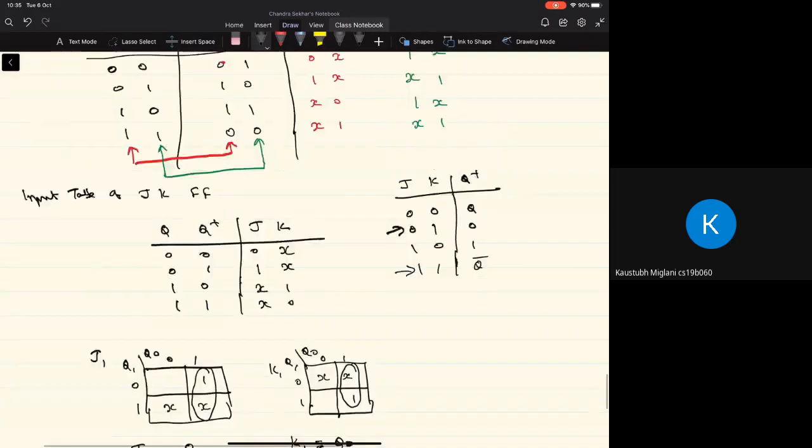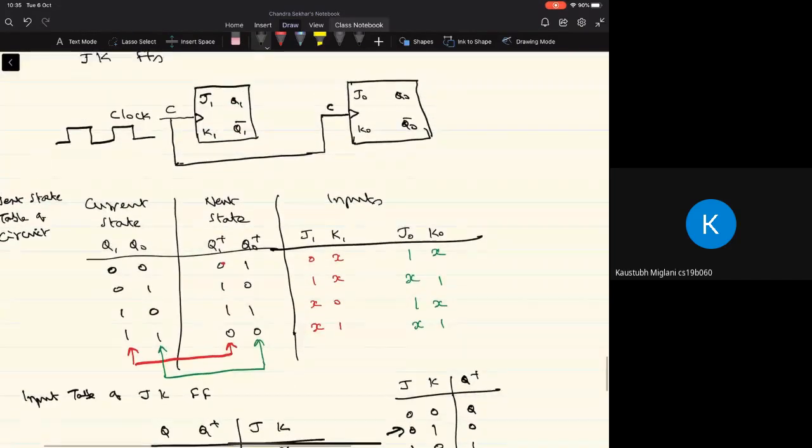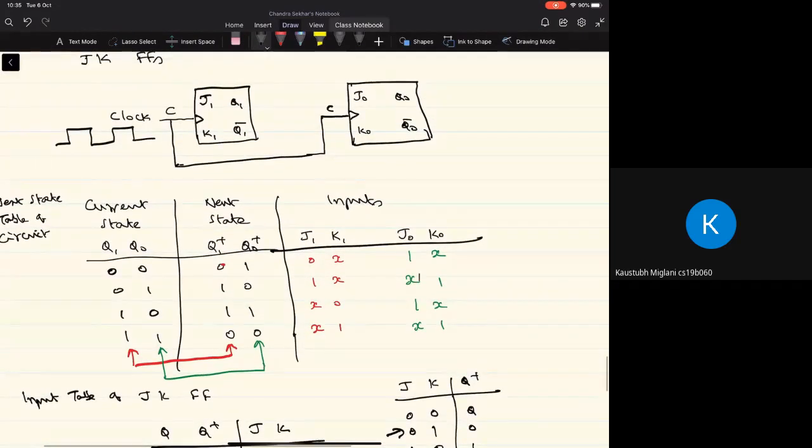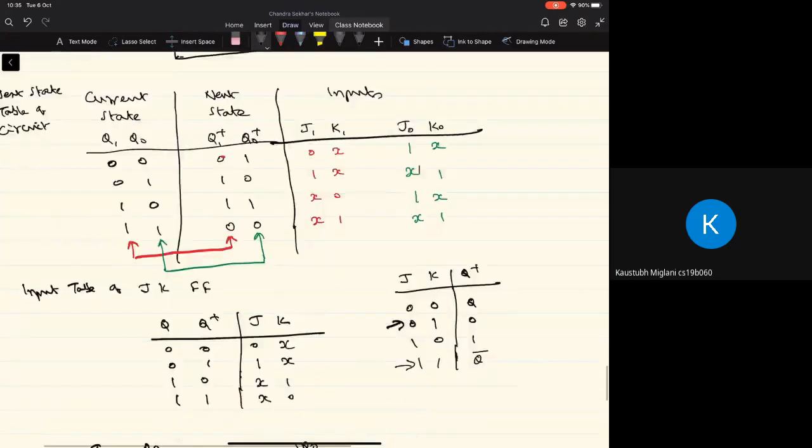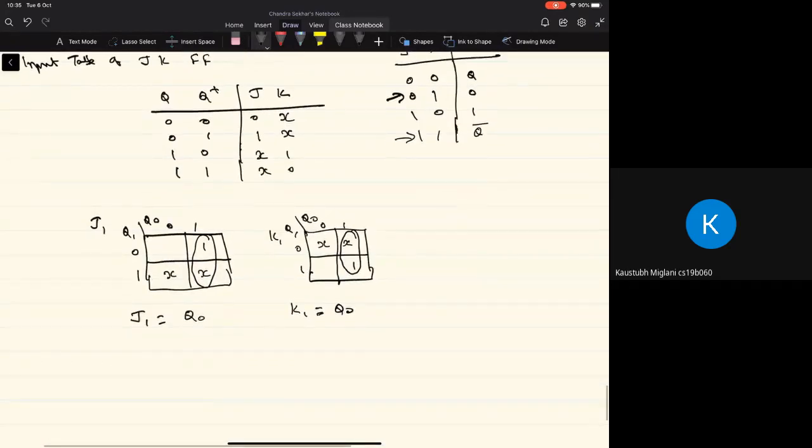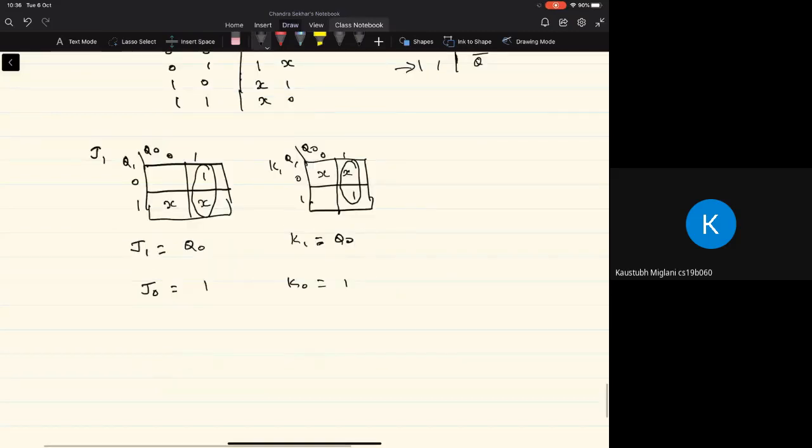And if you look at the entries for J0 and K0, they are all 1 or X. When you simplify that, you will get the expressions J0 equal to 1 and K0 equal to 1. So basically, what we have derived now is the expressions for J1 and K1 to be Q0 and the expressions for J0 and K0 to be 1.